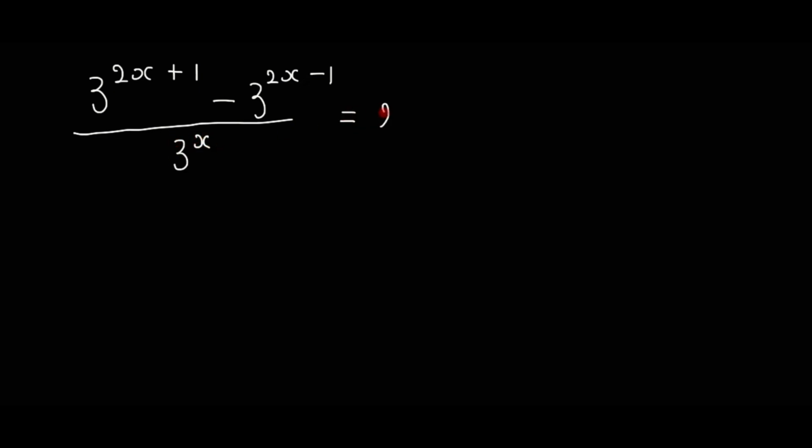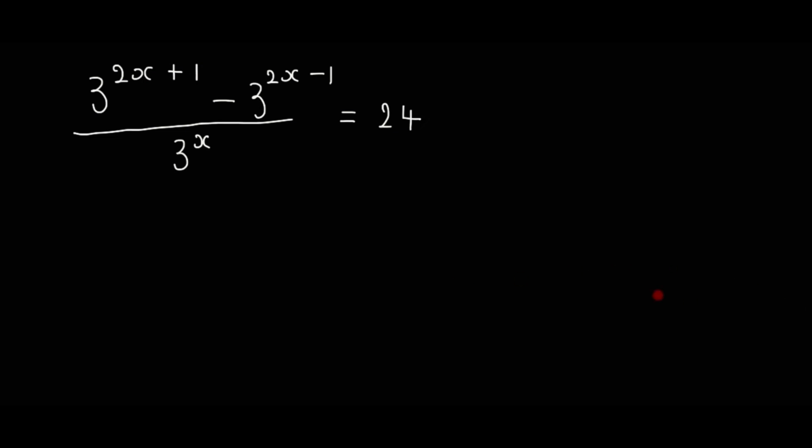And now let's say we have 3 to the exponent 2x plus 1, minus 3 to the exponent 2x minus 1, divided by 3 to the exponent x, is equal to 24. Now we can see that we have a fraction, but this doesn't mean we are dealing with something difficult. We look at our numerator first. When we look at the top part, we can see that there is nothing new.